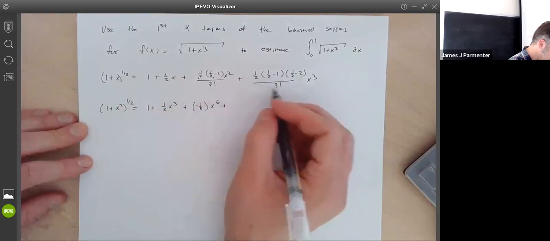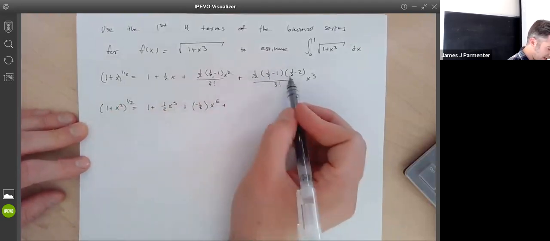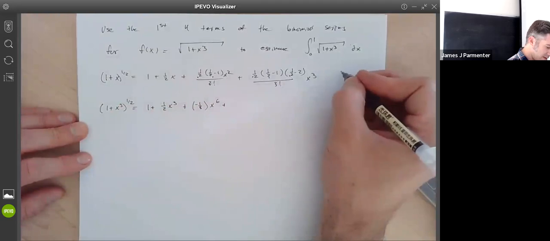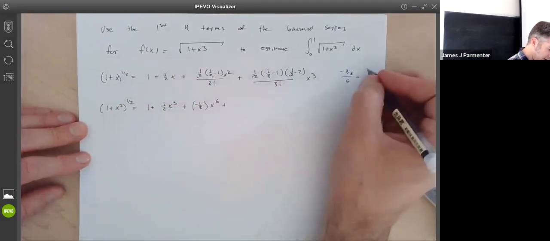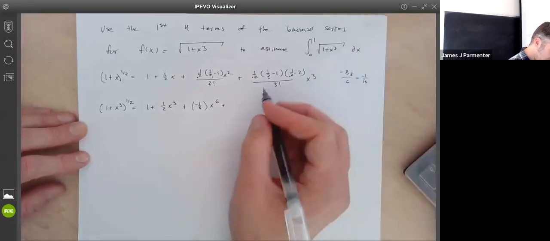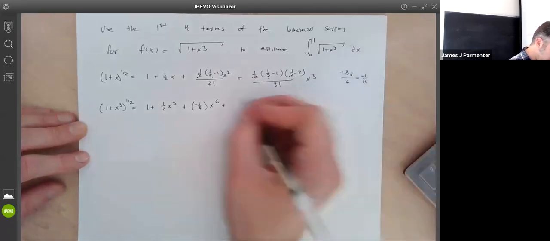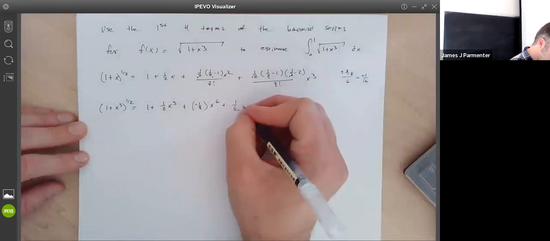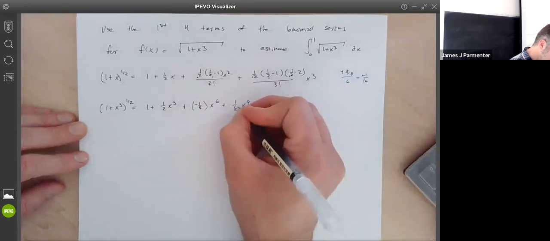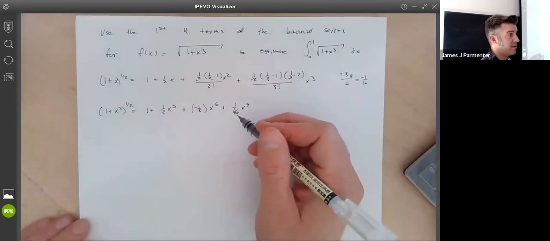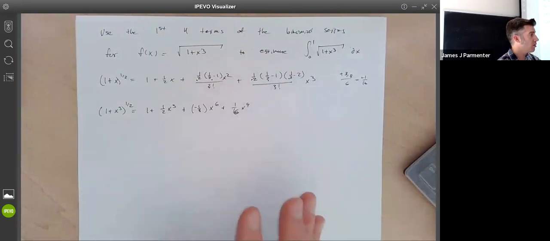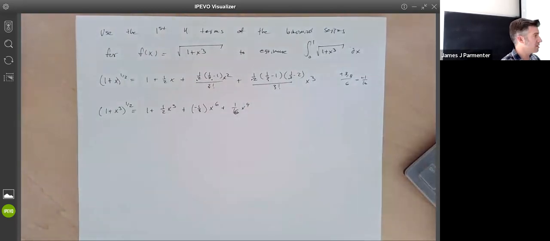And then this one's a little grosser. 1/2 times negative 1/2 times negative 3/2 is negative 3/8, divided by 6 is a negative 1/16. So that's positive, sorry, positive 1/16, times x cubed cubed, which is x to the 9th. Now I should point out, this is not the 4th order Maclaurin series. This is the first 4 terms in the Maclaurin series. So don't confuse the word terms with the word order.